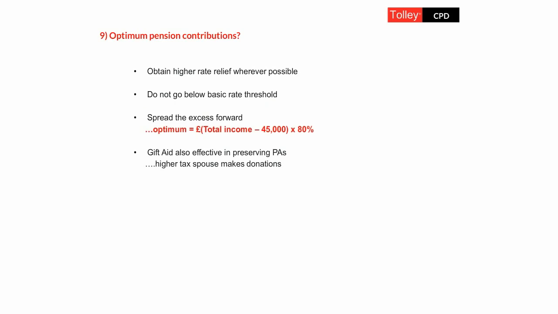Gift aid is also an effective means of preserving personal allowances. So if we did have over 100,000, you've fully utilised your pension contributions, then maybe gift aid. Obviously it's not going into your pot, but it does have the same impact.